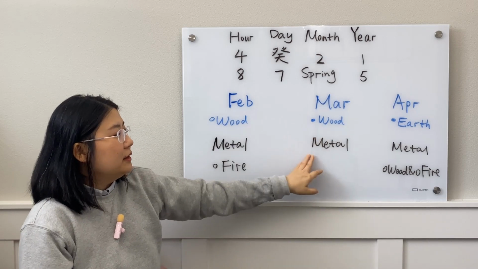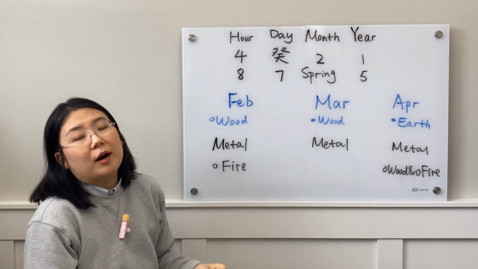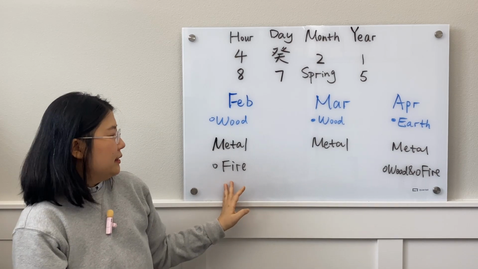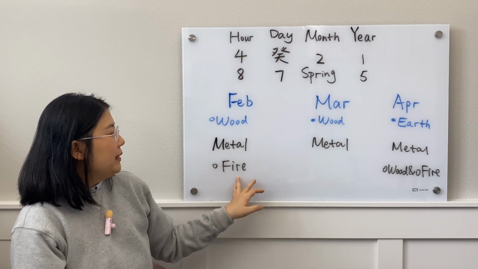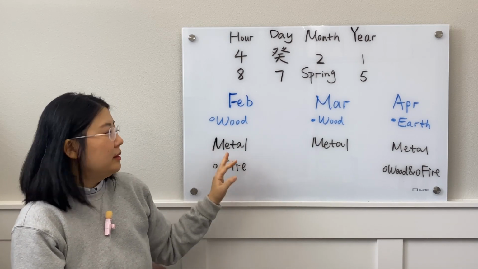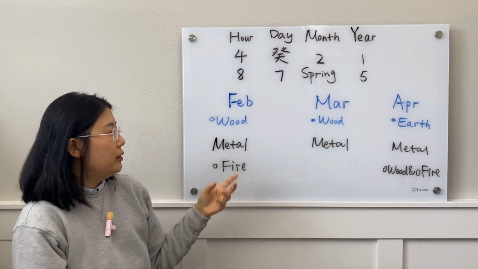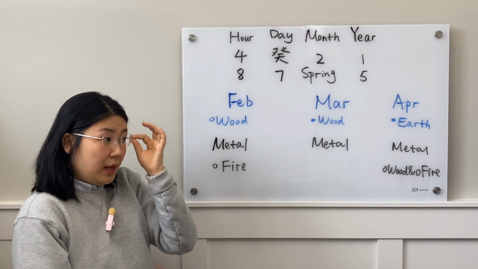But March, you don't have as much of that problem of being overly cold. So you're less reliant on this adjuster factor. But this is a secondary thing. The primary player you want to see is a strong and usable metal in your chart.